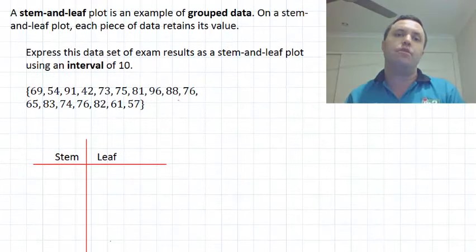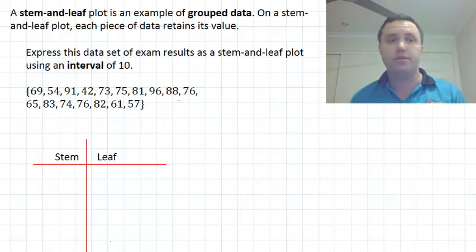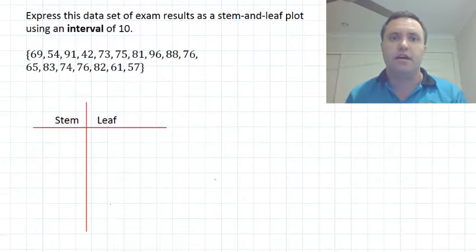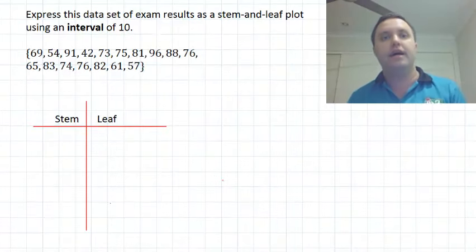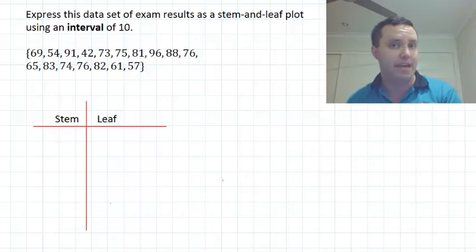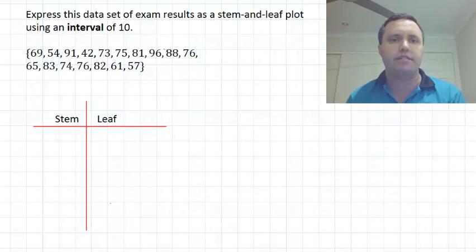Now this is an example of grouped data. On a stem and leaf plot, each little piece of data retains its value, which is very important. We're going to have a look at this set of data, which is maybe a set of exam results, and we're going to try and present it as a stem and leaf plot using an interval of 10. What that means is that each of these numbers can be brought down into their stem and their leaf.